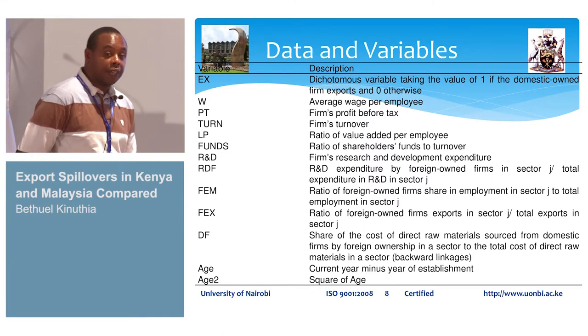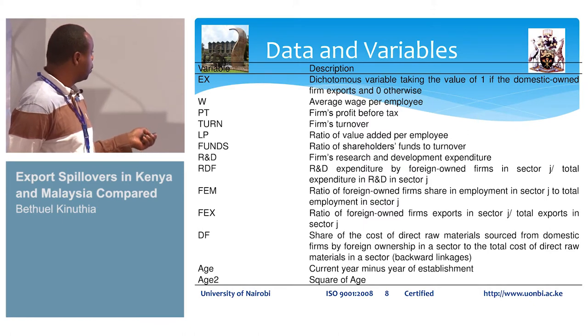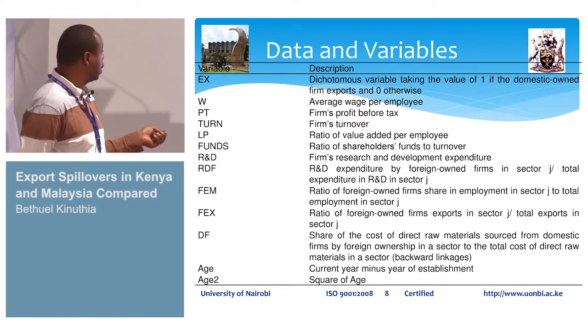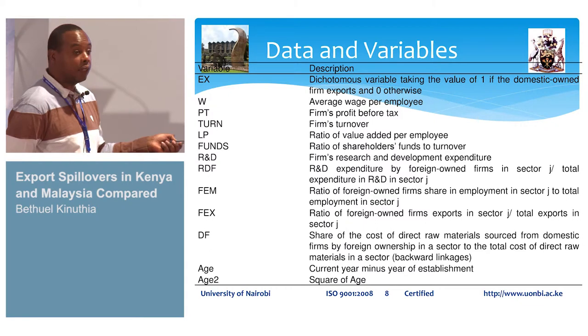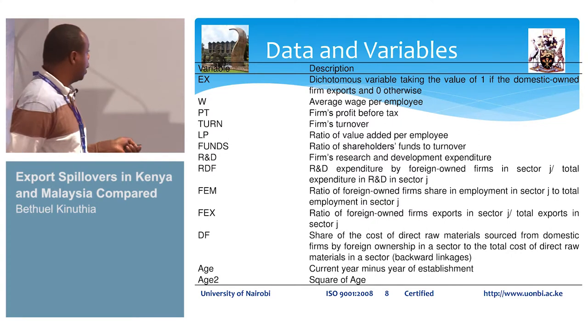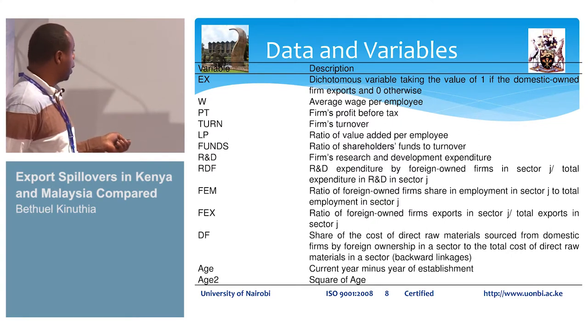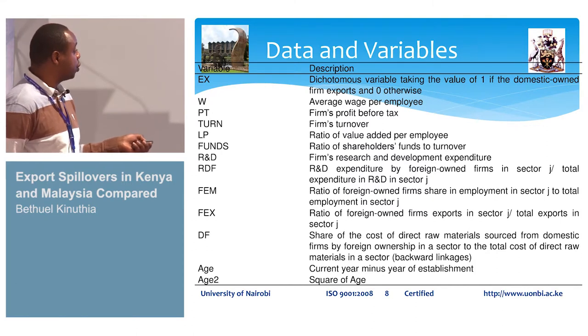So in terms of the variables that I consider, I will focus mainly on the spillover variables. We have RDF, which captures demonstration effects, and this is defined as the share of expenditure by foreign firms in each sector over the total expenditure on R&D in that sector. Then we have the competition effects proxy, which is the ratio of foreign-owned firms' share in employment in a sector to employment in the sector.